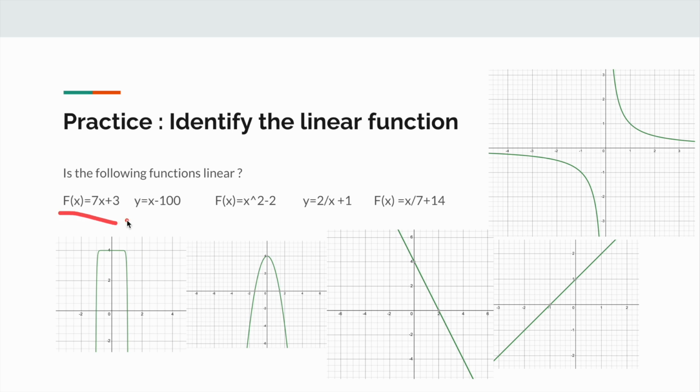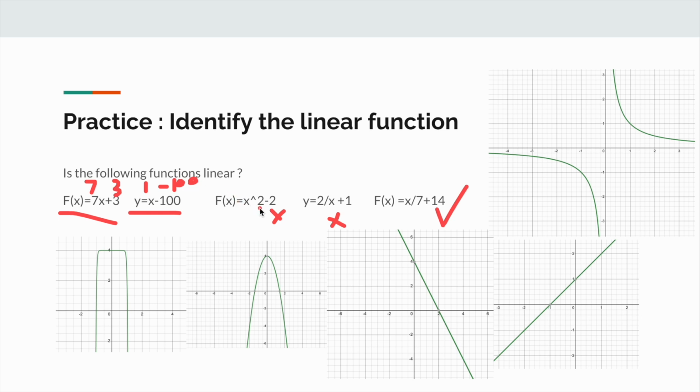The first one, by its algebra, is a linear function, and the second one is also a linear function, but not the third one. The third one is actually a quadratic function, and the fourth one is also not a linear function, but the fifth one is a linear function. As for the first one, the changing rate is 7, and the intercept is 3, and for the second one, the changing rate is 1, but the intercept is negative 100.